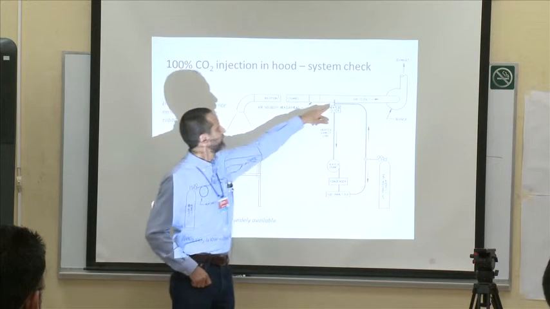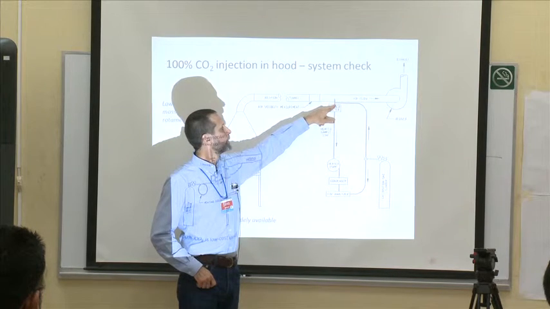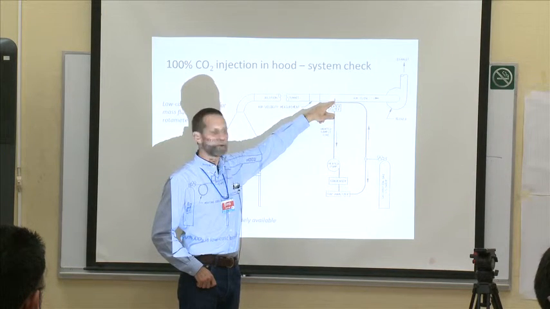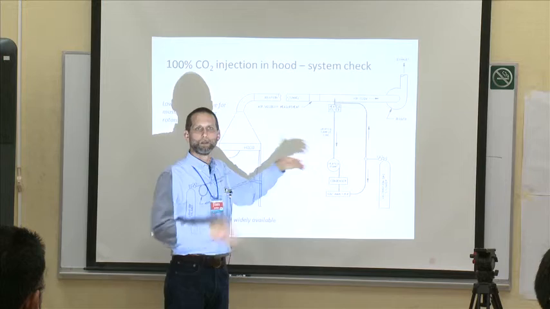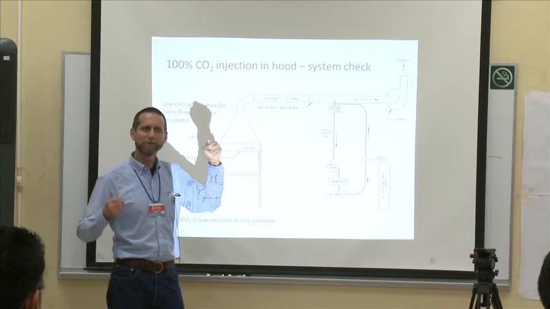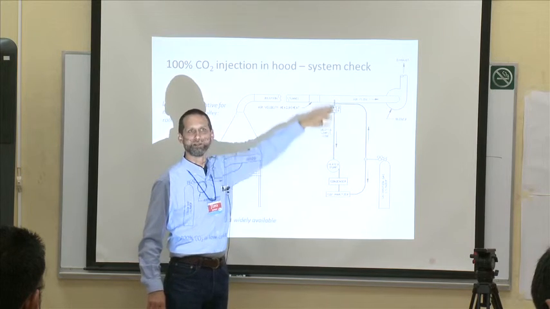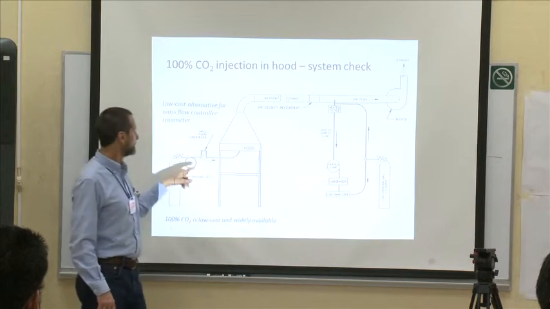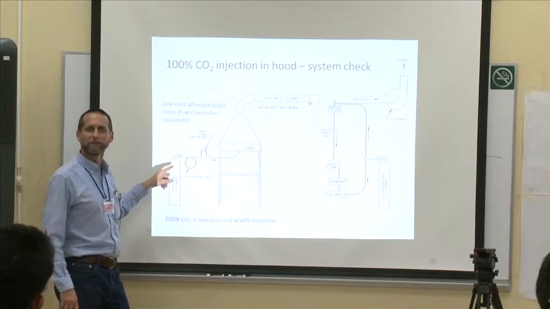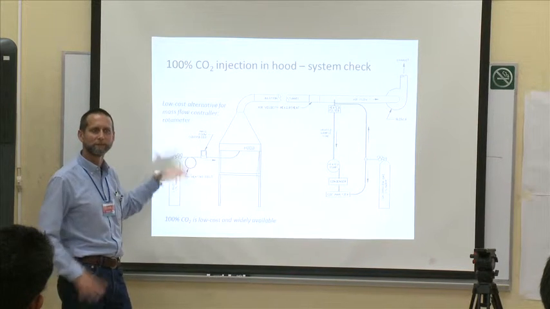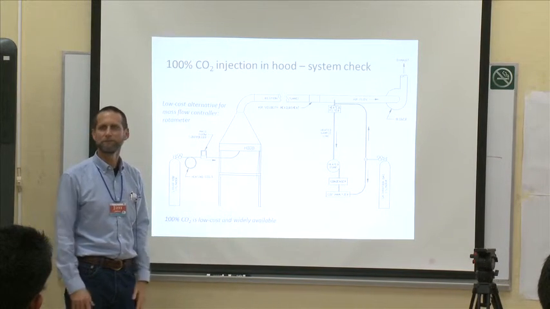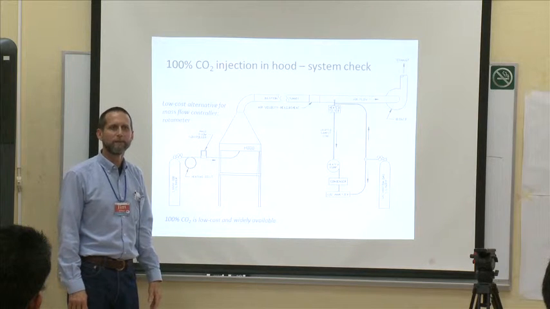So we have a valve here now, so we can close this valve, and then we use this pump to pull a negative pressure and make sure that it holds a negative pressure. Then we're sure that we don't have a leak here, and we are periodically using the CO2 injection just to verify that everything is okay.